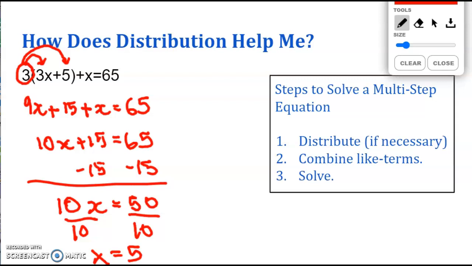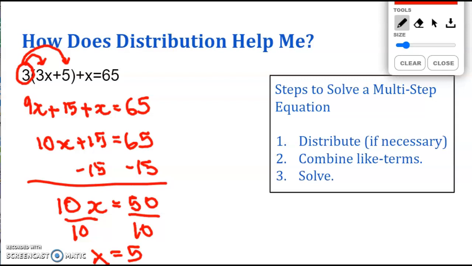And when you're solving multi-step equations, the steps that you need to be thinking about are: always look to distribute if necessary. Sometimes you do not need to distribute, when you do not have parentheses with a number in front, but sometimes you do. Then you need to be combining like terms and then finally solve.